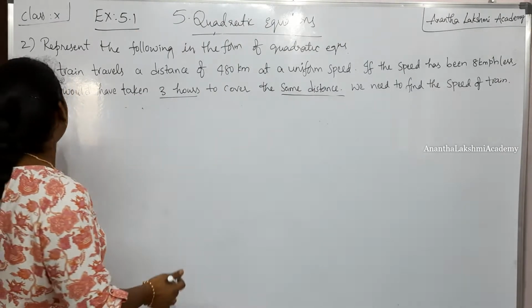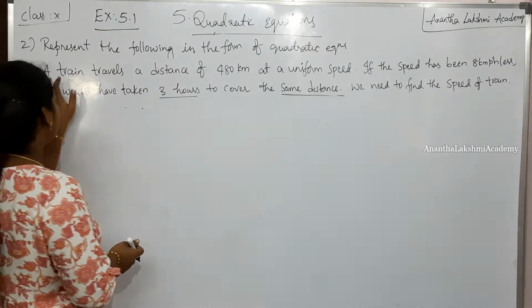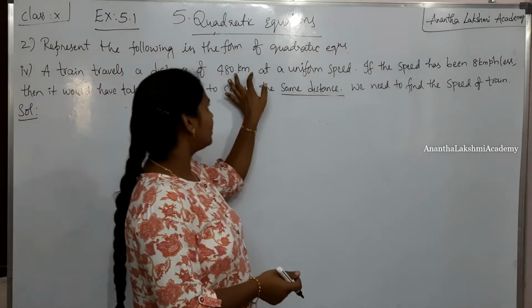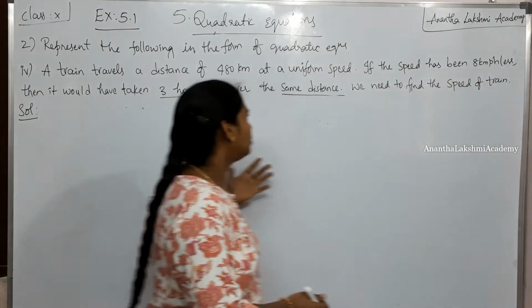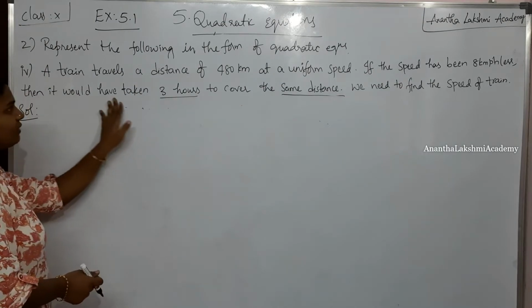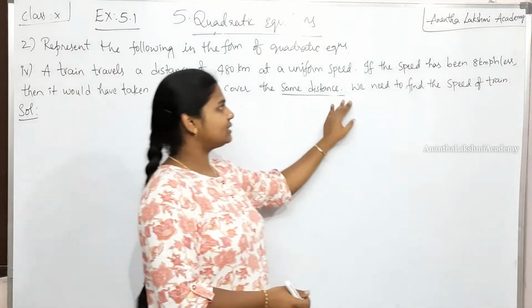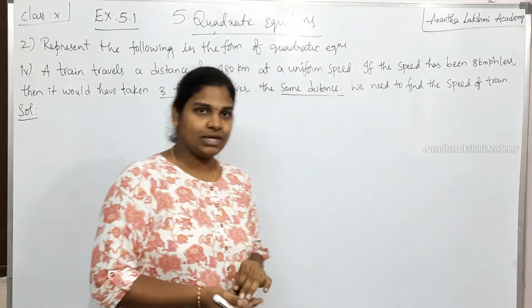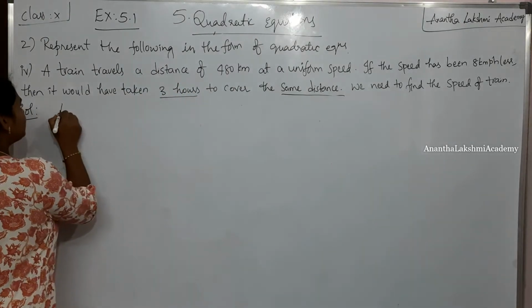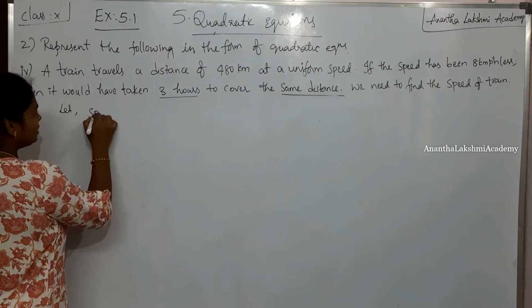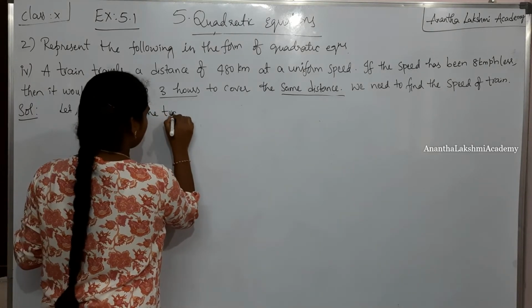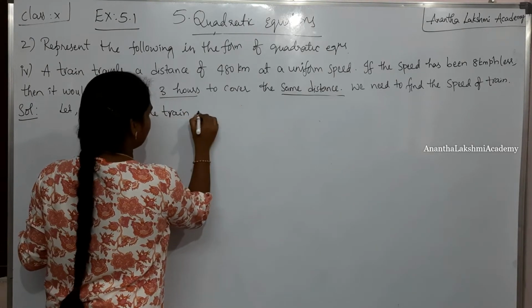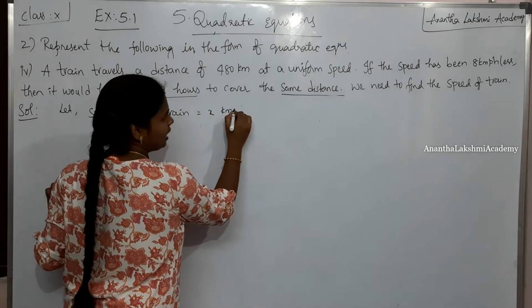So here we have the fourth problem of the second bit, wherein a train travels a distance of 480 kilometers at a uniform speed. If the speed had been 8 kilometers per hour less, then it would have taken 3 hours more to cover the same distance. We need to find the speed of the train. What are we supposed to find? The speed of the train. Let the speed of the train be x kilometers per hour.